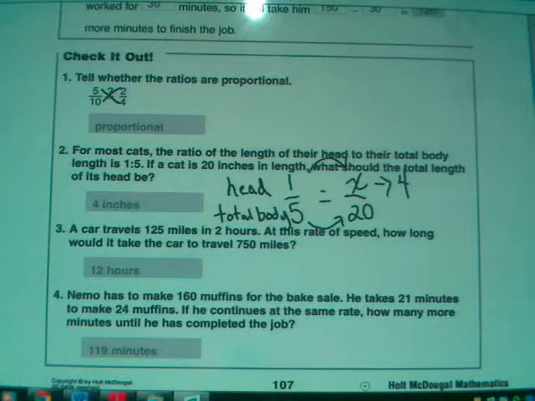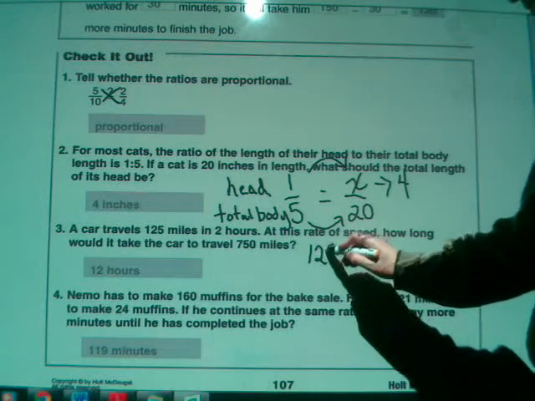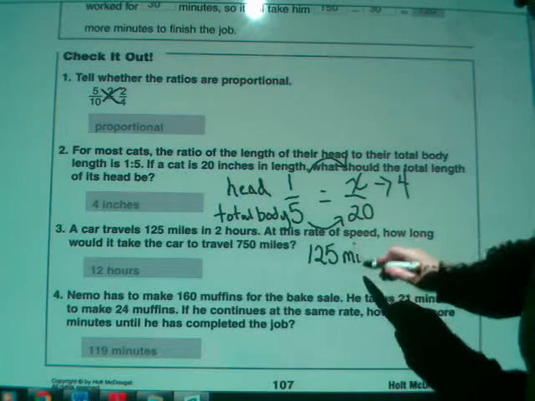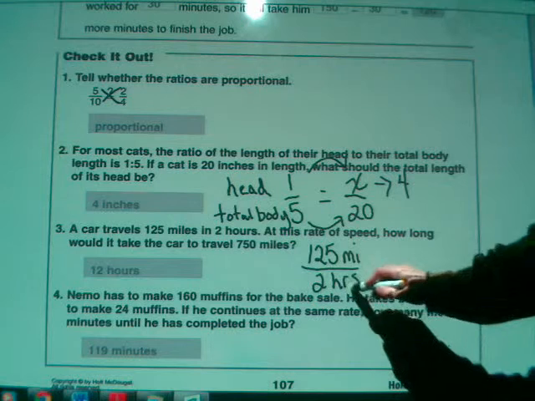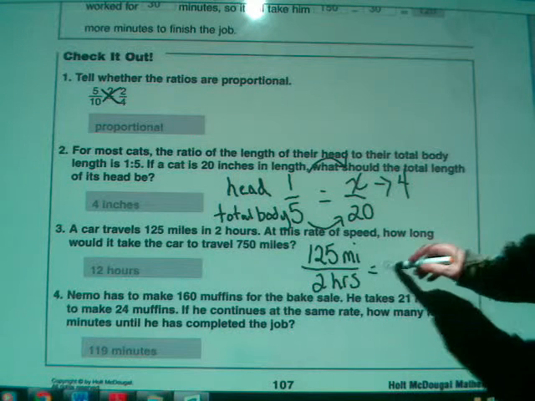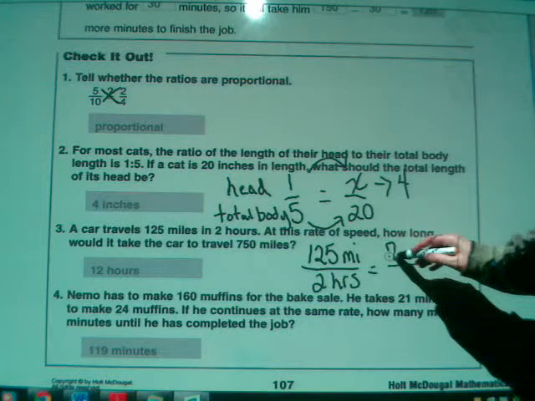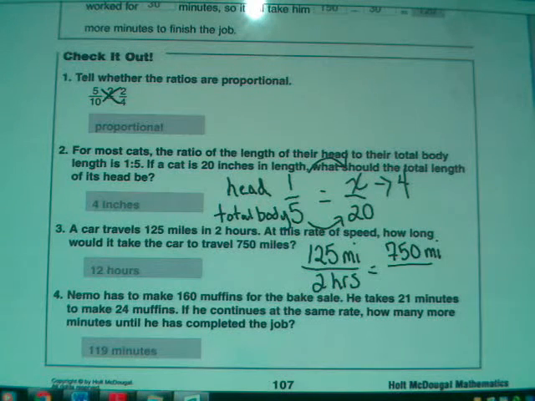A car travels 125 miles in 2 hours. At this rate of speed, how long would it take the car to travel 750 miles? So if I'm putting 125 miles over 2 hours, and then they're asking me to bubble this up to 750 miles, this other fraction is going to have 750 miles on the top. And my mystery, of course, is how many hours. That's where I'm going to be putting x.